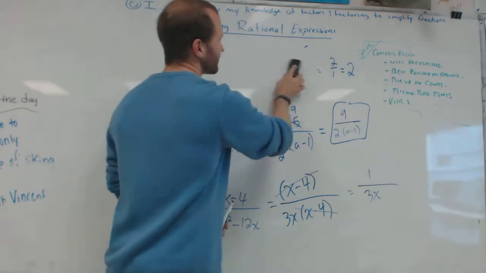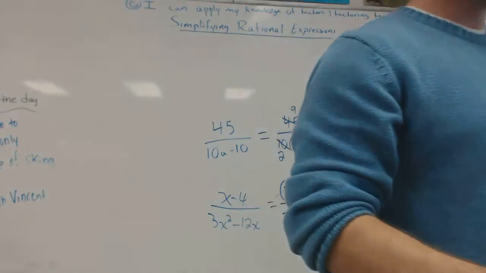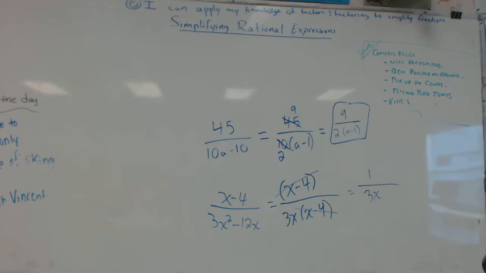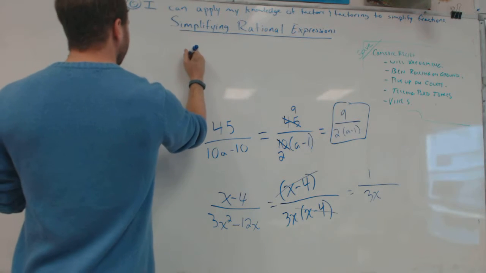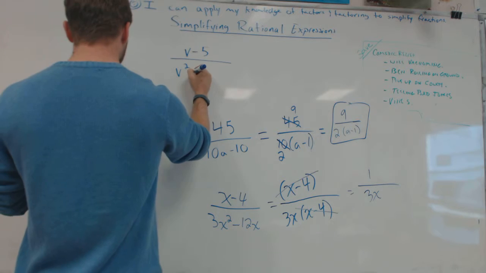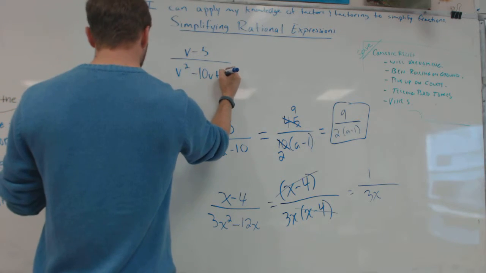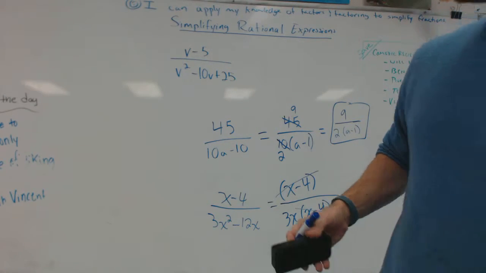Okay, you ready for these to get a little bit more fun? A lot more fun? Okay, these are gonna get a lot more fun. They are already a lot of fun. What if we have this? V minus 5 over V squared minus 10V plus 25.